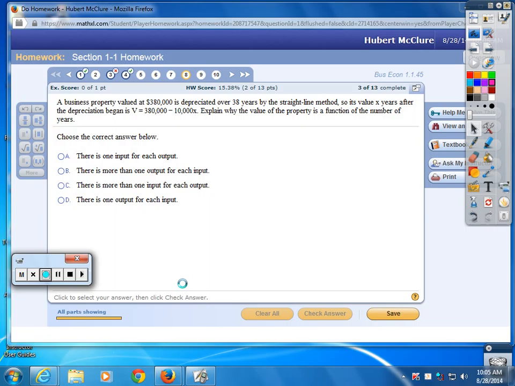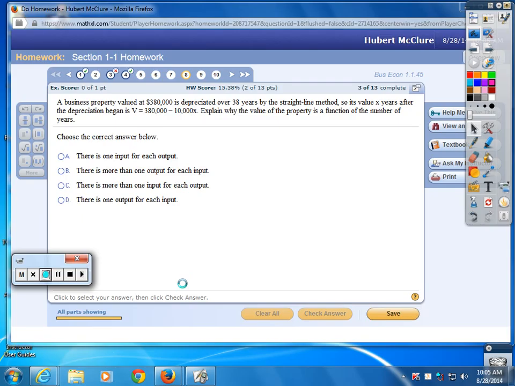That's a joke. A business property valued at $380,000 is depreciated, no cost, over 38 years by the straight line method. So its value X years after the depreciation began. Okay, write that down. You need to highlight that. Its value X years after the depreciation began is V equals 380,000 minus 110,000 X.